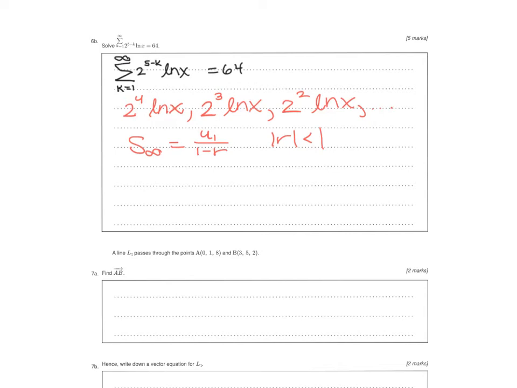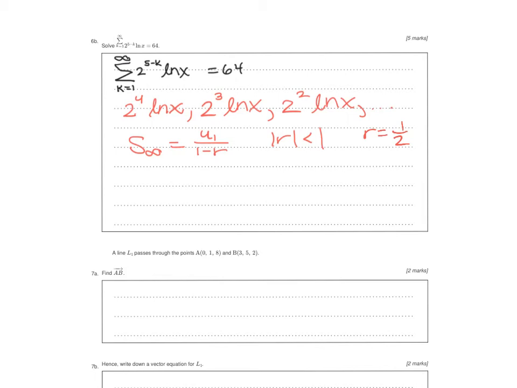Is this a geometric series or sequence? If it was, we would be multiplying this times something to get this, and then multiplying this times the same thing to get this. Well, basically the ln of x is the same every time. So what about these 2 to the 4th, 2 to the 3rd, 2 to the 2nd? What we're doing every time is dividing by 2, which is another way of saying multiplying by 1/2, just like the last part. So it is a geometric sequence.